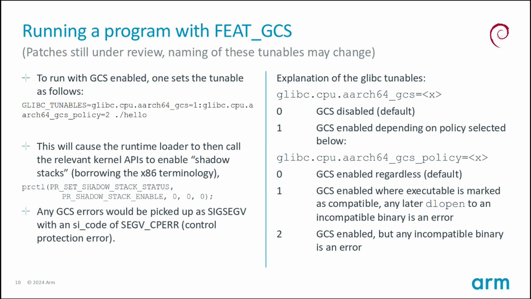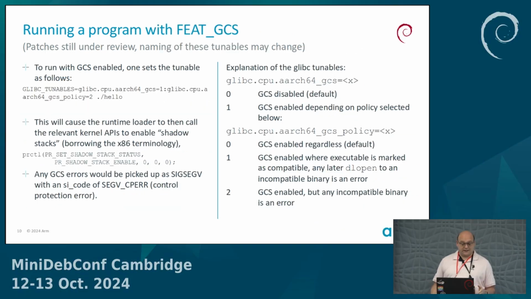And then there's a more fine-grained sort of policy we can set that can aid for debugging, where we can switch it on completely. We can switch it on and actually make it slam the brakes on if it detects a condition that's invalid, such as opening a shared library that's incompatible, or even if any binaries are marked incompatible, throw an error as well. So this can be enabled by the end user.